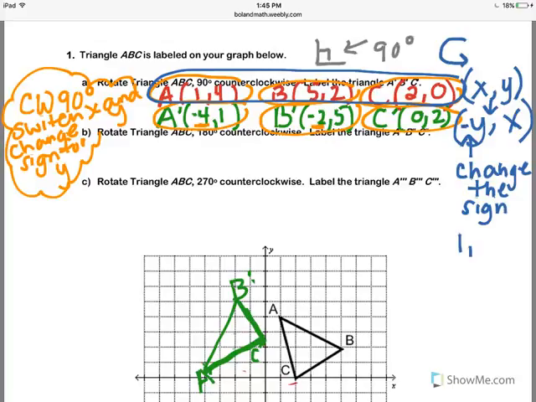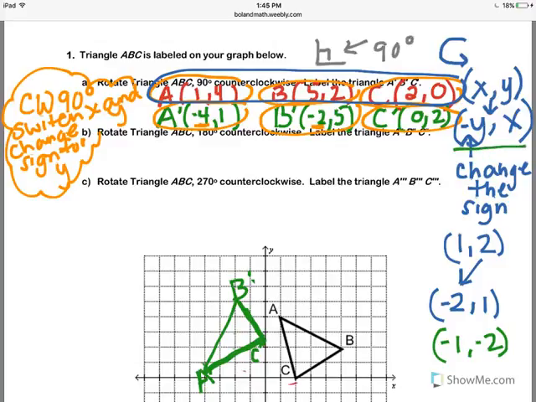So if you have a coordinate that was originally like 1, 2, your coordinate would now become 2, 1, because you would switch the X and Y, and you would make this negative. But say you had another coordinate that was -1, -2. Well, the rule is swap X and Y and change the sign for Y. So I would swap X and Y, and I'm going to change the sign on the Y. So now it's going to be positive. So that's how you would do your coordinates.